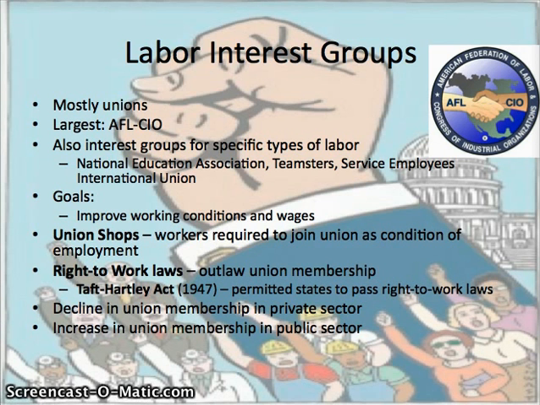There are also some interest groups that have much more specific types of labor in mind. They're kind of broken up by field, so to speak. The National Education Association is one, along with the Teamsters and the Service Employees International Union. You see how these are much more specific than the AFL-CIO. So what are they trying to do? They want to improve working conditions and they want to improve wages, right?